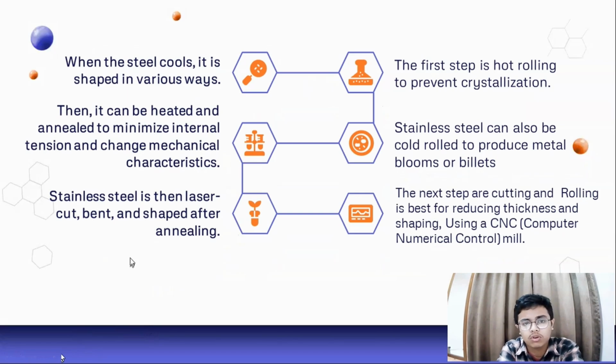When the steel cools, it is prepared in various ways. The first step is hot rolling to prevent crystallization, and then stainless steel can also be cold rolled to produce metal blooms or billets. Then it can be heated and annealed to minimize internal tensions and change mechanical characteristics. Stainless steel is then laser cut, bent, and shaped after annealing. The next steps are cutting and rolling. It's best for reducing thickness and shaping using a CNC (computer numerical control) mill.